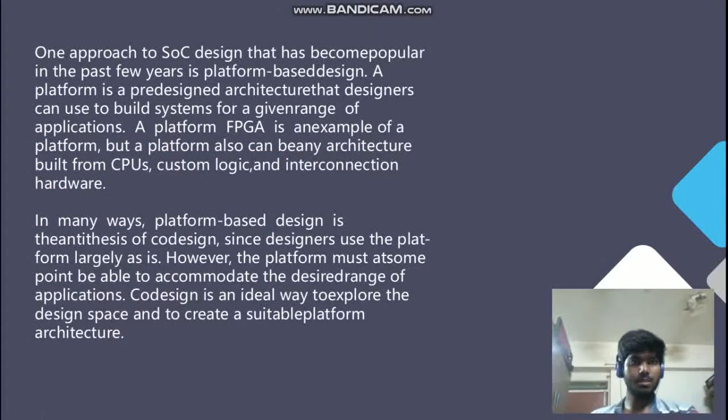So here is one more example for SoC design that has become popular in the past few years: platform design. Platform is a pre-designed architecture used to build systems for a given range of applications. In many ways, platform-based design is the antithesis of codesign, since designers use the platform largely as is. However, the platform must at some point be able to accommodate the desired range of applications. So codesign is an ideal way to explore the design space and to create a suitable platform architecture.